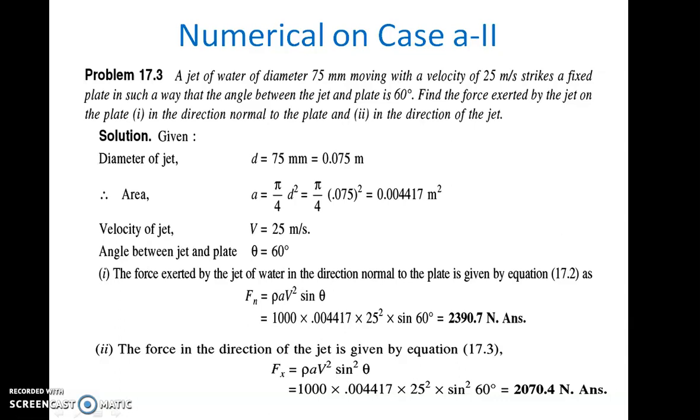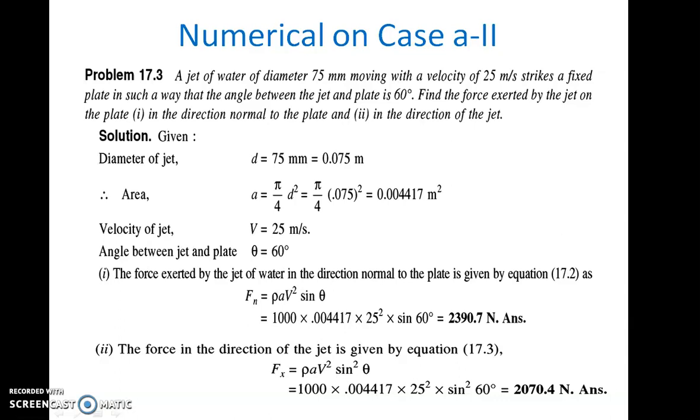So the basic thing in case of an inclined plate is that you have to remember the three formulae. The force in the normal direction is given by rho a v square sin theta, the force in the x direction is given by rho a v square sin square theta, and the force in the y direction is given by rho a v square sin theta cos theta. So simply you have to remember these three formulae.